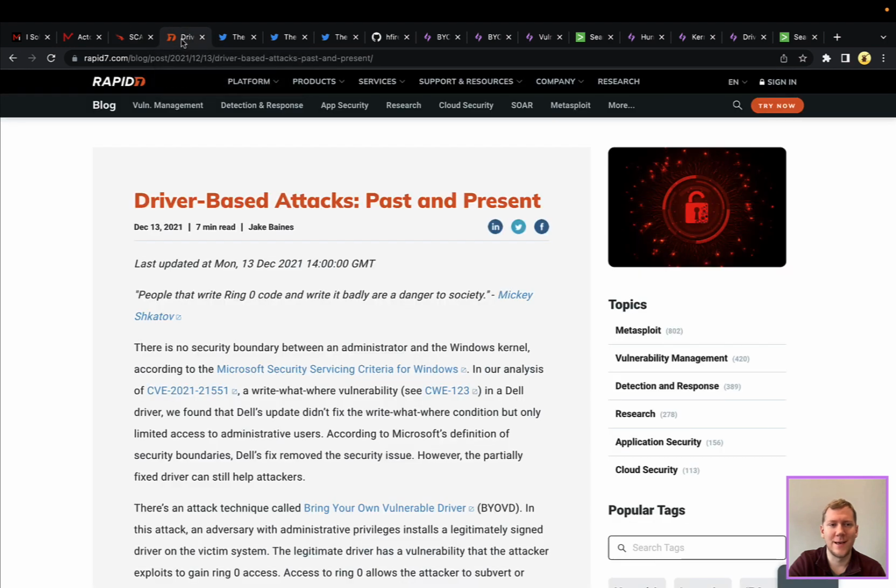I do want to say that this is not a brand new technique by any means. I think Lazarus Group had used this initially. They had a Dell driver that they used. BlackByte, they used the MSI Afterburner. Rapid7, this is a little older blog post from 2021, but still really good.